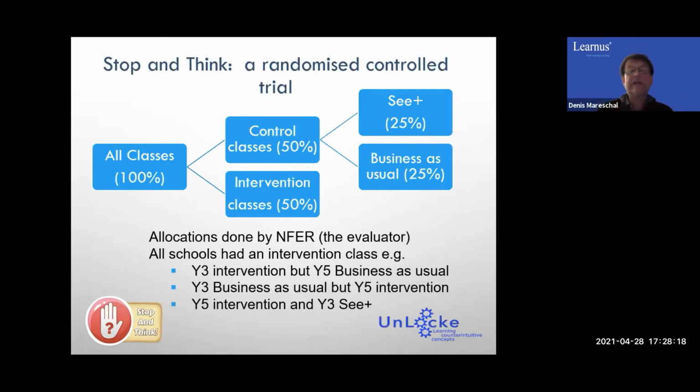The allocation to the classes was done by the NFER, the National Foundation for Educational Research, and they were appointed by the Education Endowment Foundation as the independent evaluators. So they had nothing to do with the design or development of the intervention. They went into the classrooms afterwards to test children's performance so that the final evaluation wouldn't be biased by any unconscious bias we as the developers might have had.